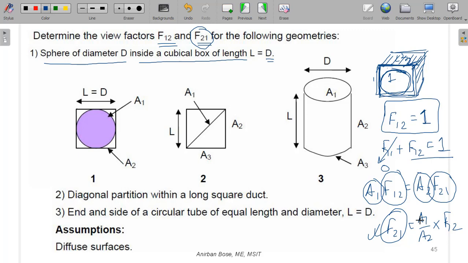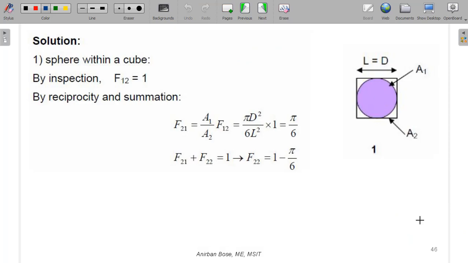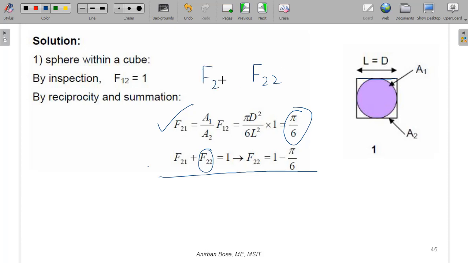Okay, coming to the next problem. The first problem has been shown here, and the final answer is this one. Using this you can also find F22. That was not asked in this problem, but if you want to calculate F22, since F22 is a non-zero quantity, you can use the summation rule: F21 plus F22 is equal to 1. Once you know F21, make use of this formula and find F22, which is 1 minus this. So that has been done.